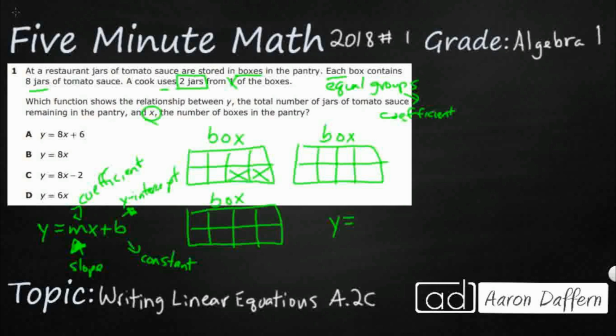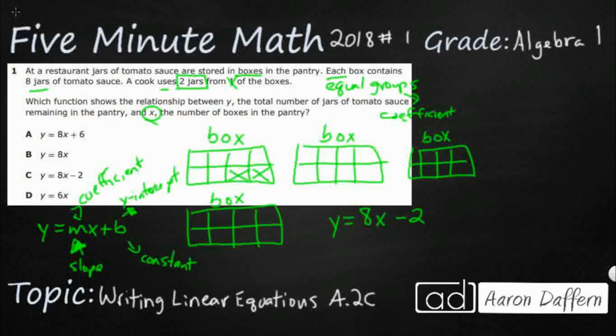So what do we know? We know that we've got 8 jars in each box, and x is the number of boxes. So I'm just going to multiply the number of boxes by 8. In this picture, I've got 24 jars because I drew 3 boxes. But if I were to draw another box, well then guess what? Now my number of jars has gone up to 32 because it's 8 per box. And I'm going to take away 2. So no matter what happens, I'm going to take away 2.